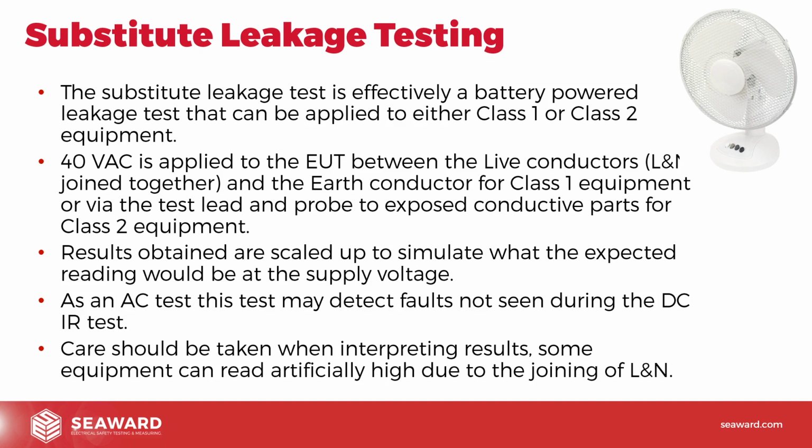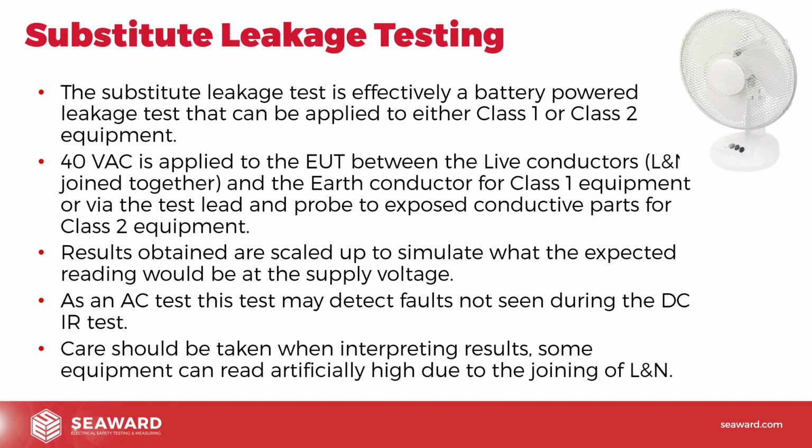Care should be taken when interpreting the results. Some equipment can read artificially high due to the joining of line and neutral. This is quite a typical one that some people see. If there are particularly things like capacitors within the power supply, and things like washing machines and dishwashers are well known for this, what you get, because we've joined line and neutral together, is that we're effectively getting the capacitance joined together.